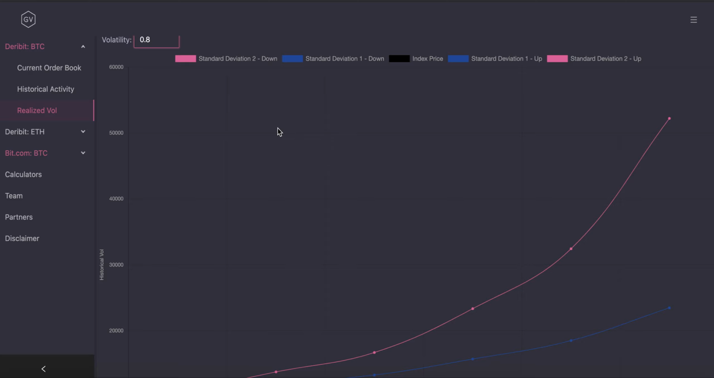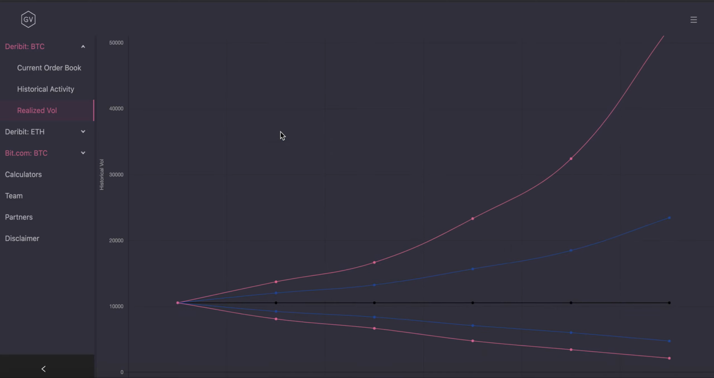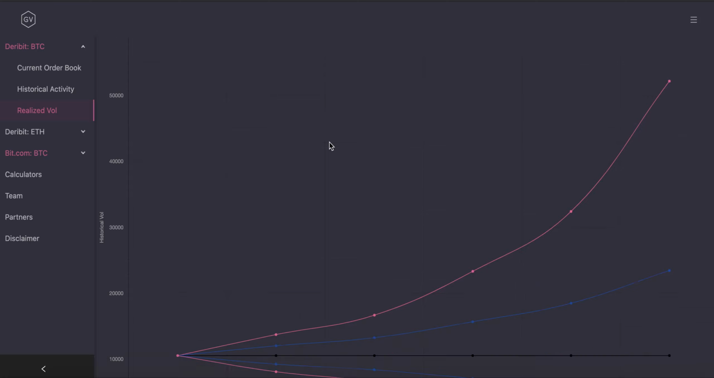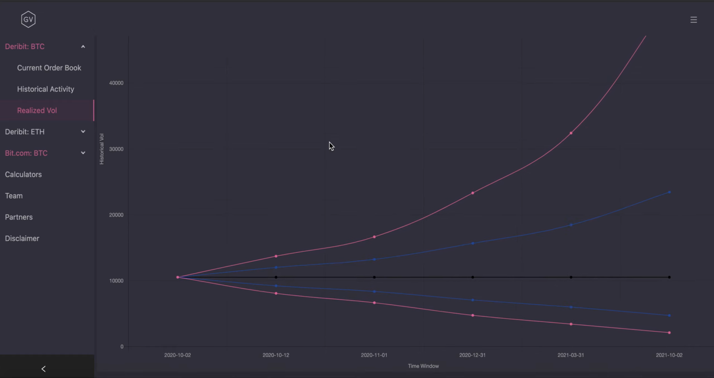And what we're saying here is that if volatility for Bitcoin is 80, well, then we could see what's the distribution of one standard deviation up or down, or two standard deviations up or down over different time periods. So right now we're at 10,500. So by the end of the year, December 31st, what is the one standard deviation distribution? So Bitcoin will be between 7,000 and 15,000, that's one standard deviation, or 23,000 and 5,000, that's two standard deviations.